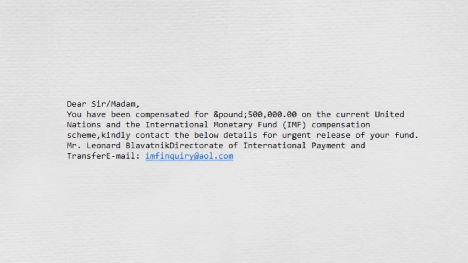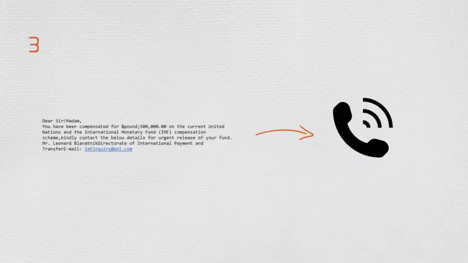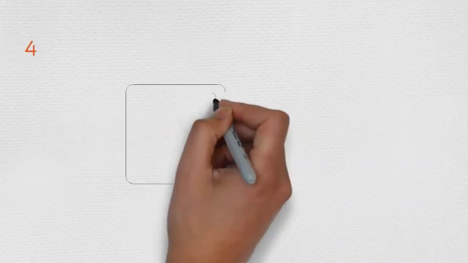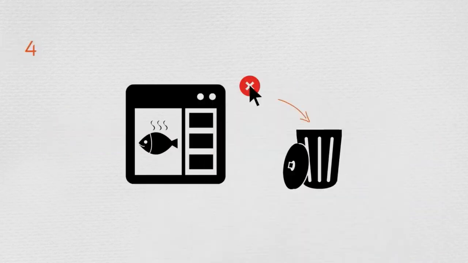Third, trust your network. If someone sends you a strange message with poor grammar and misspelled words, call them and express your concerns. And lastly, if you have the slightest doubt, just delete the email.